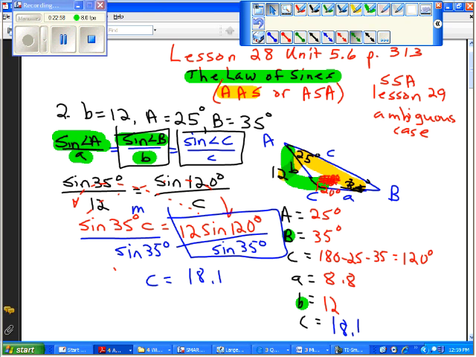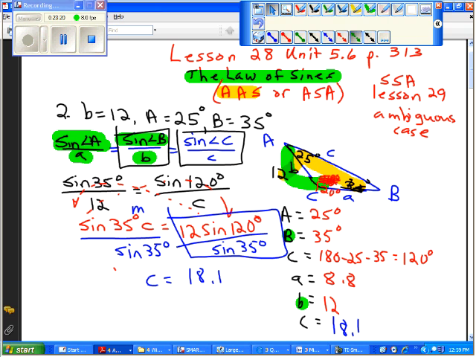So this is how you use the law of sines to find missing sides or angles of a non-right triangle when what you're given is in the order angle, angle, side, or angle, side, angle. Any questions on that? Okay.